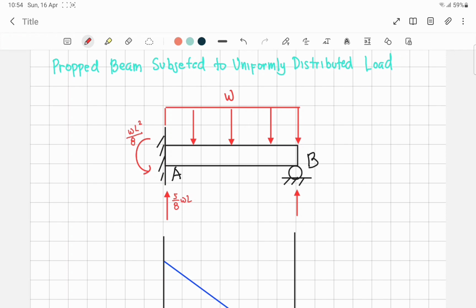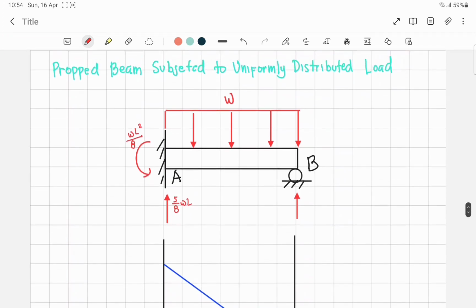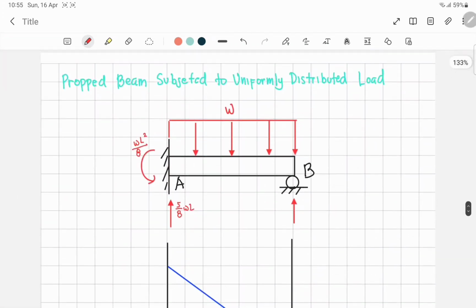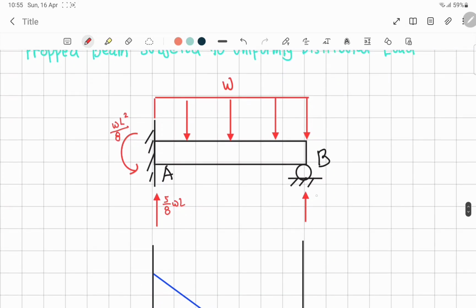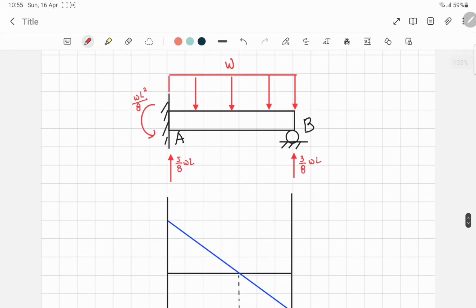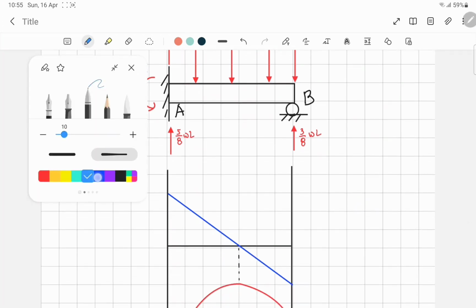Okay? For analysis, ito is for common types of loadings lang. So, makikita nyo naman dyan na isa lang yung nakapatong sa ating beam, which is the uniformly distributed load. Okay? And then, for the reaction at B, we have 3/8 times WL. Okay? So, susubukan natin ito mamaya. Let us put in the shortcut formulas lang for our problem.